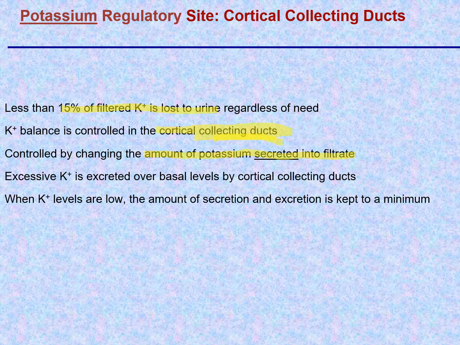If you have too high a potassium, then it will get excreted to higher degrees in the cortical collecting ducts. If potassium is low, then the amount of secretion and therefore excretion is kept to a minimum. Excess amounts, then secretion into the collecting ducts rises, and therefore the amount lost in the urine rises.